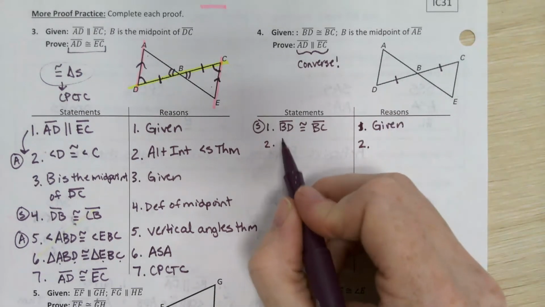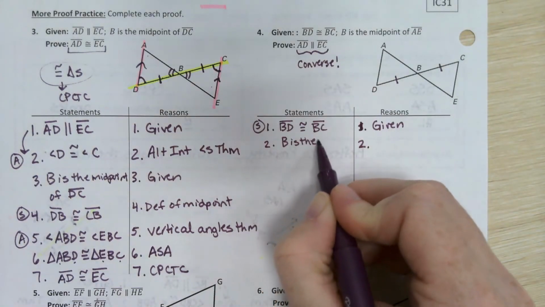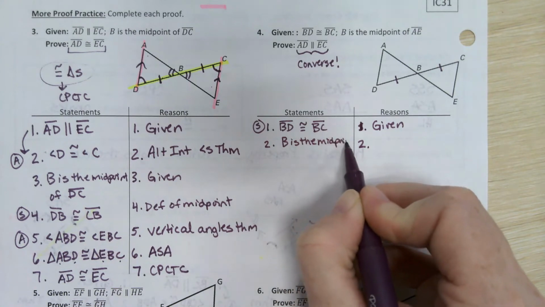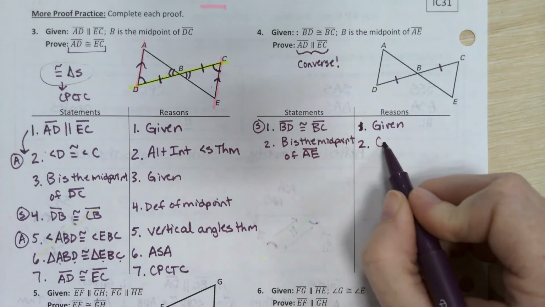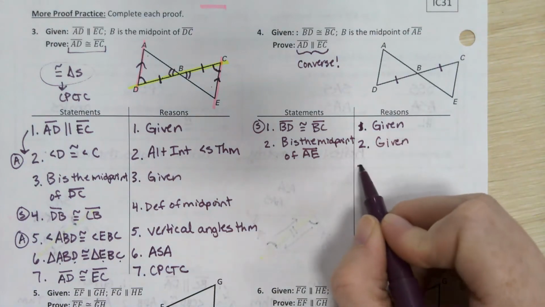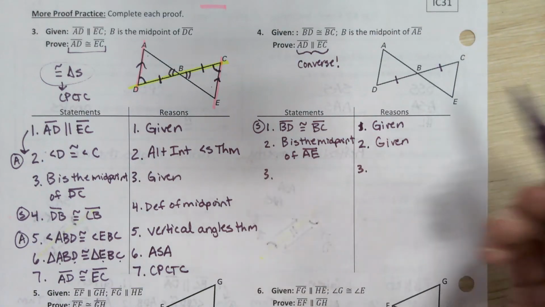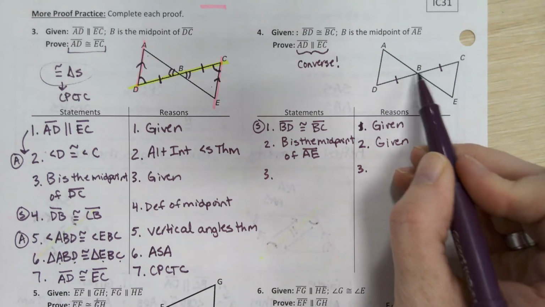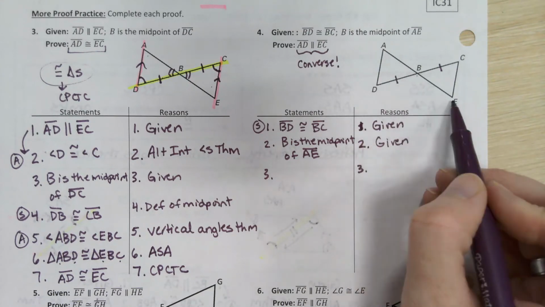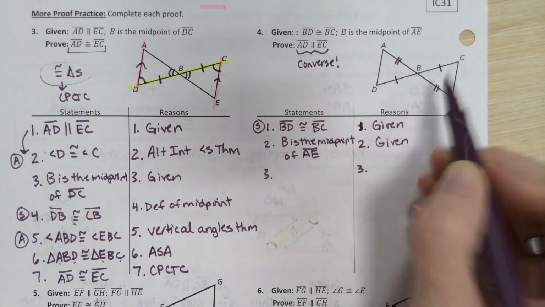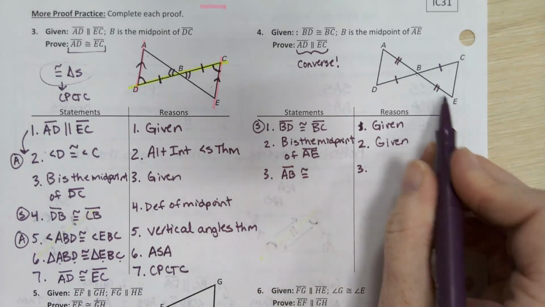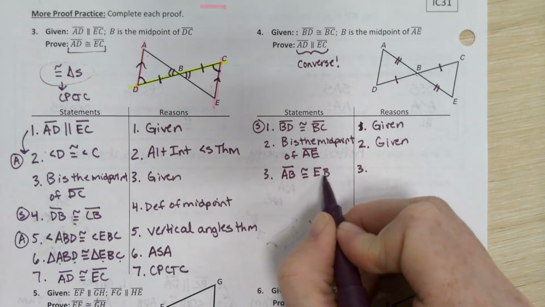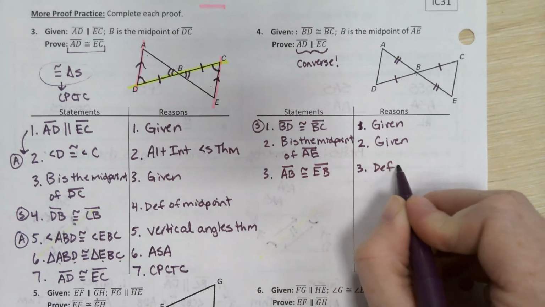Second given, B is the midpoint of segment AE. And I know that midpoints are going to be useful for more segments. So B is the midpoint of AE. I would get to mark segment AB congruent to segment EB using my definition of midpoint.